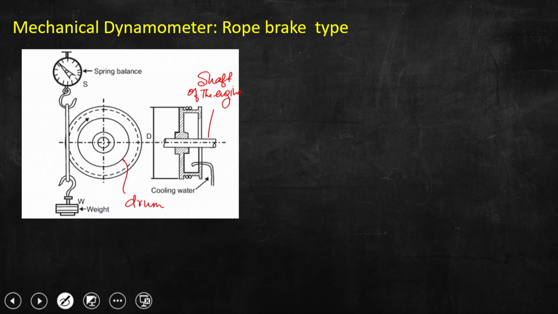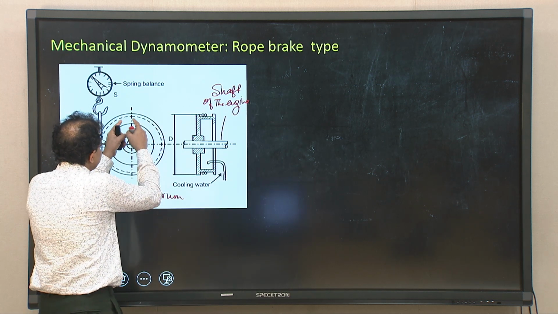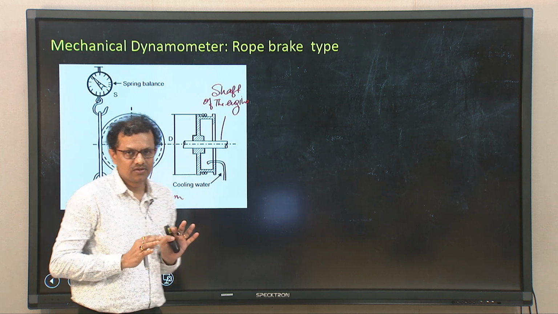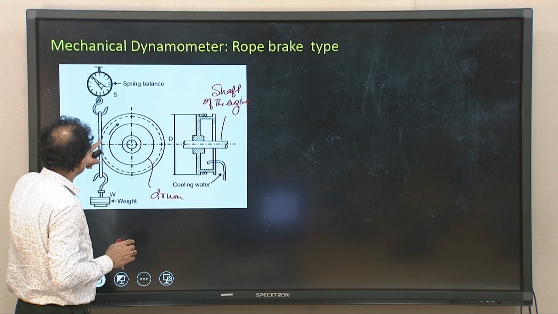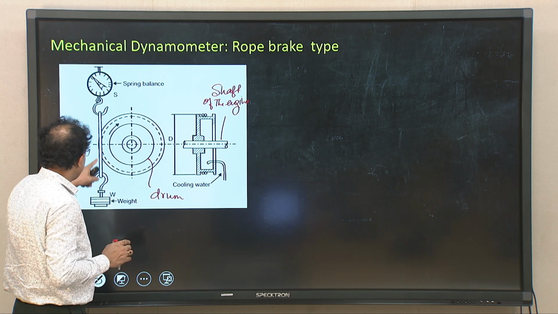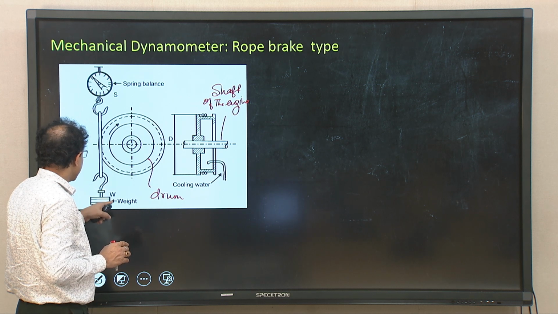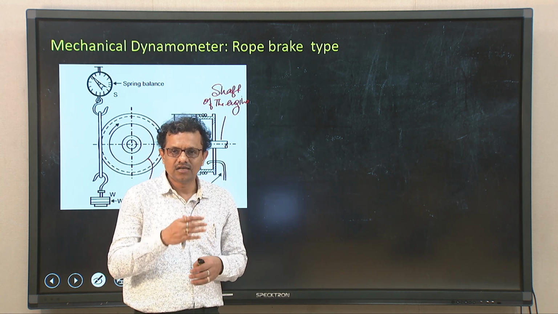So, the drum which is mounted on the engine shaft will rotate, and on the outside of the drum a few rope turns are wound, and the energy will be absorbed due to the friction between the rope and the drum. There are two ends of the rope: one end is connected to the spring balance, and the other end now has the load. So, when the shaft is rotating, the drum will rotate.